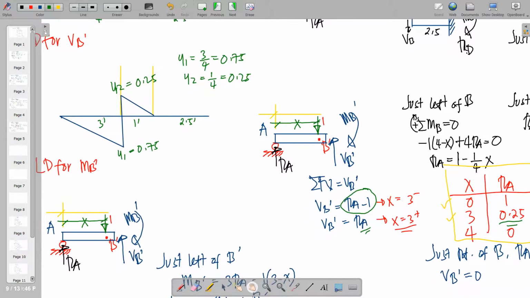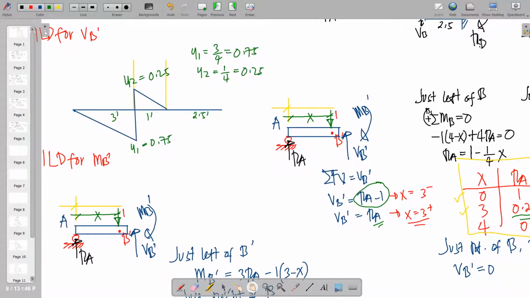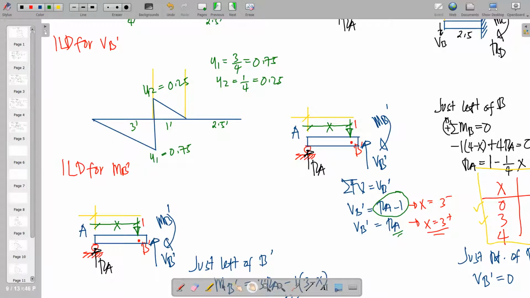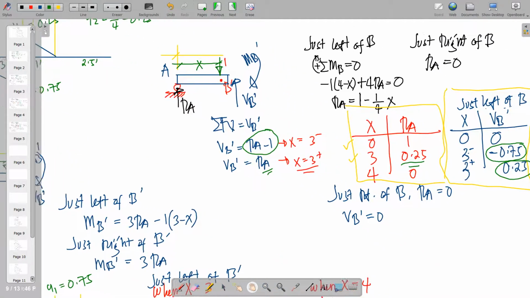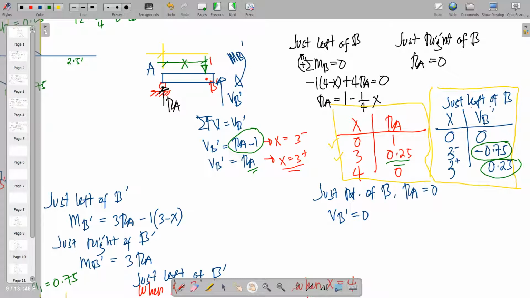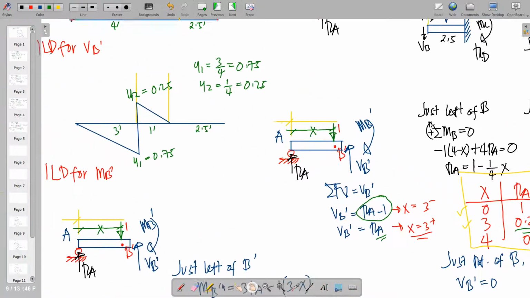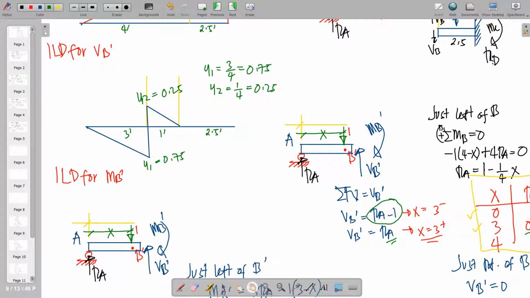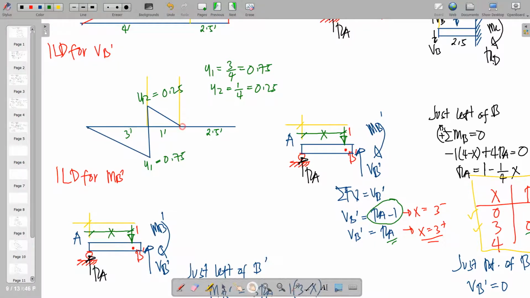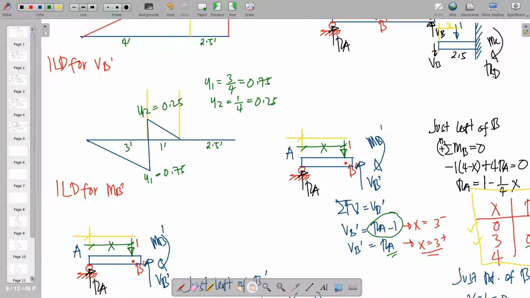Okay, so that is for our tabulated values. If we are going to graph or plot that one, this is the ILD for VB prime. It starts from 0, and then just left of 3, we have negative 0.75. And then just right of 3, we have positive 0.25. And then it will yield to 0 from there on. So this will be our ILD for VB prime.